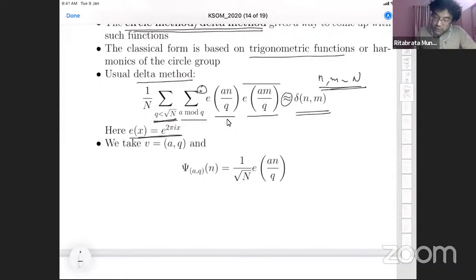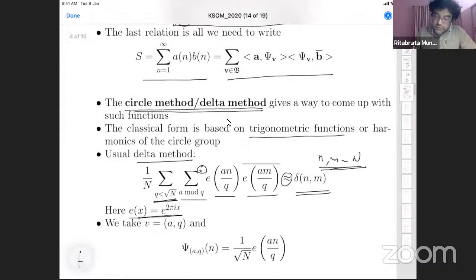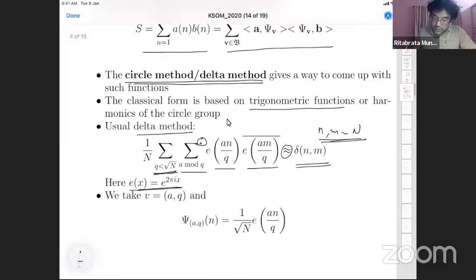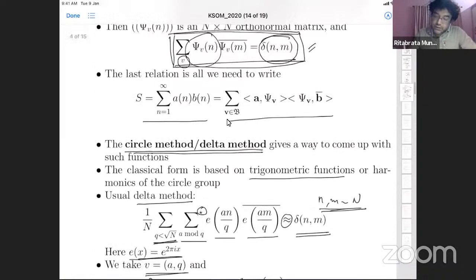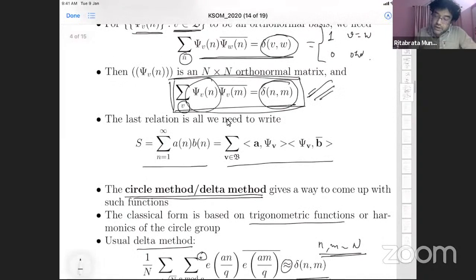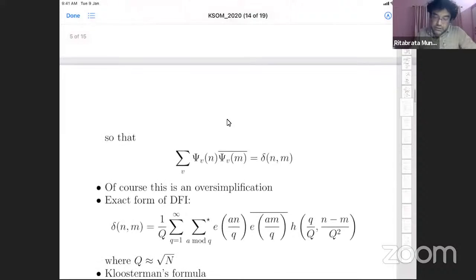So now from here, what is my psi v, this function psi vn? v is now going to be this pair (a, q). So q is up to root N and a is modulo q. So there are roughly N many vectors over here, and for each vector psi vn is given by 1 by root N times e(an/q). That's just the trigonometric function. And the delta method says that this has the required orthogonality relation, and so this can be used to separate the correlation.